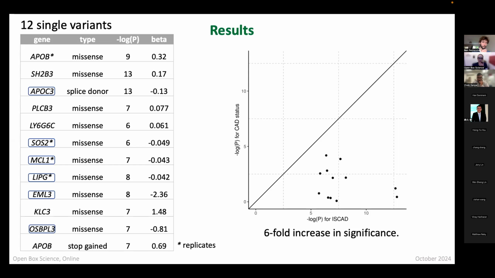And then also six of the variants, so half of the variants, are protective for ISCAD, which could inform therapeutic targets or disease mechanisms that can reduce the risk of CAD.